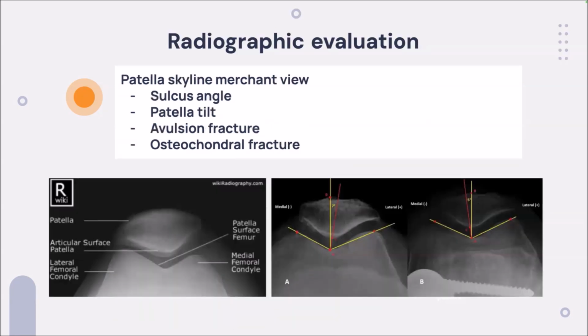And next is the patella skyline view. You can assess the sulcus angle and patella tilt. We call it the sunrise view. It should be in the center, like a hill with the sun in the middle. It should be equally spread. You can also assess the avulsion fractures and, as mentioned, the osteochondral fractures.